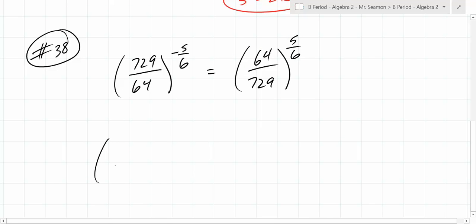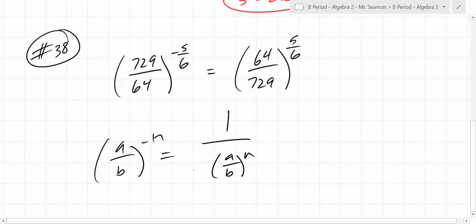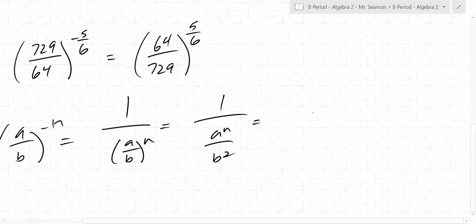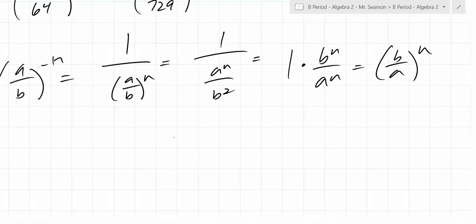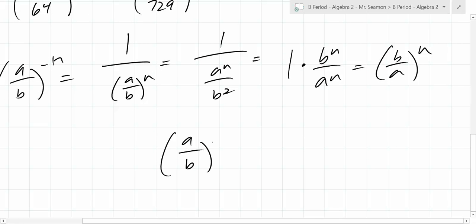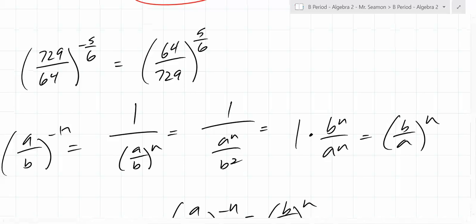Because look, I'll prove it to you. A over b to the negative n. What does that equal? 1 over a over b to the n power, right? That equals 1 over a to the n over b to the n, which is 1 times b to the n over a to the n. That's b over a to the n. So what did we just show? A over b to the negative n is equal to b over a to the n. So if you flip it, it just becomes positive. So that's something you could do.